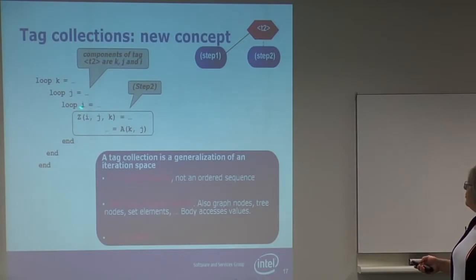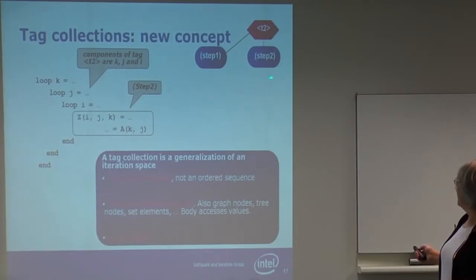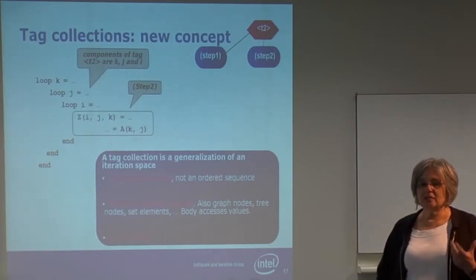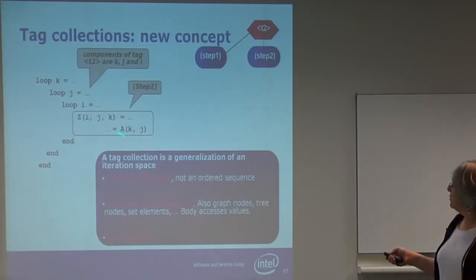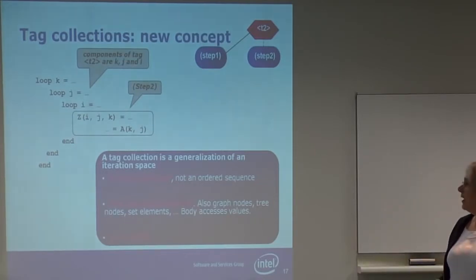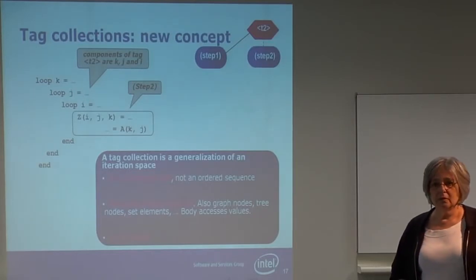So these things, I, J, and K, are the tag components. So T2 is a tag with 3 components, a value for I, a value for J, and a value for K. And when step 2 executes, it has access to those values in the same way that this loop body over here had access to the I, J, and K values. Okay?